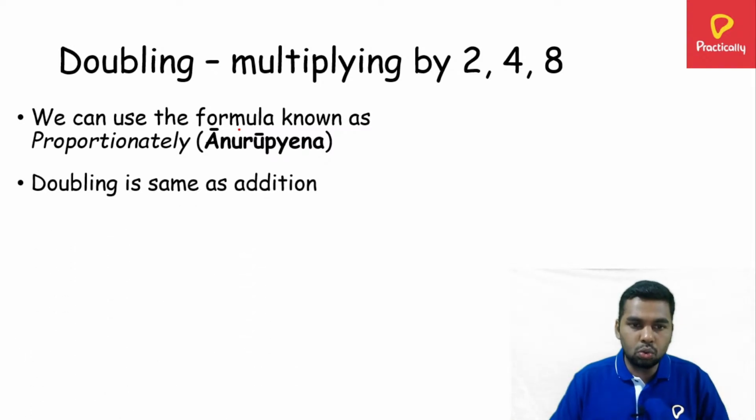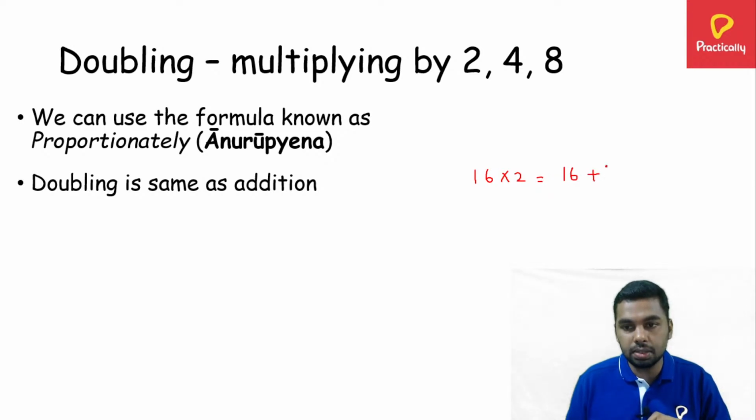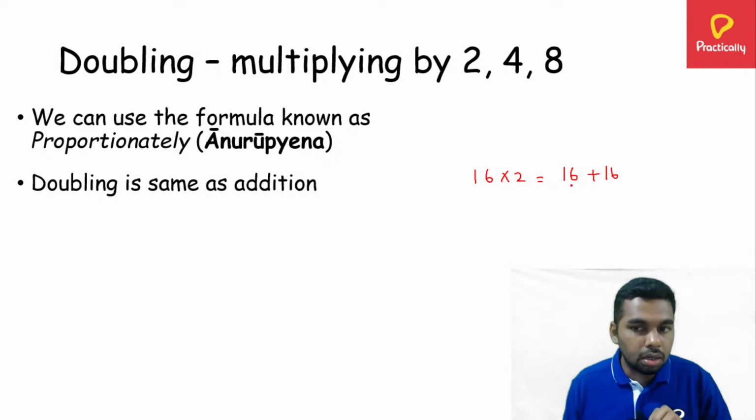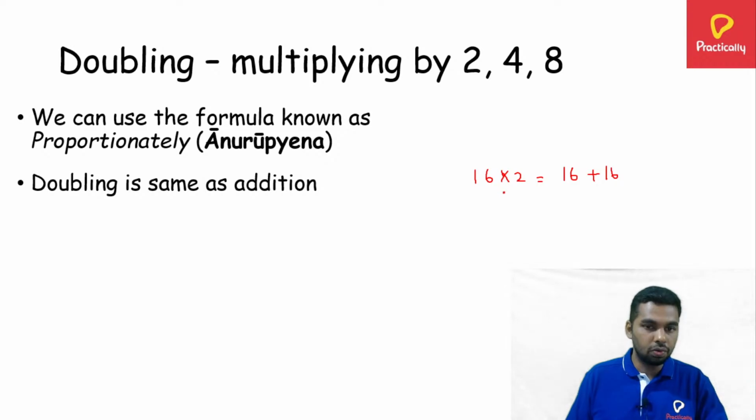So let's do some examples. Now doubling is the same as addition. Everybody can understand this. Let's take the example of 16 only. If I have to do 16 multiplied by 2, it is the same as 16 plus 16. Now every multiplication can be written in terms of an addition. It's not a different thing, but just to make calculations easier, we are using this new notation of multiplication.